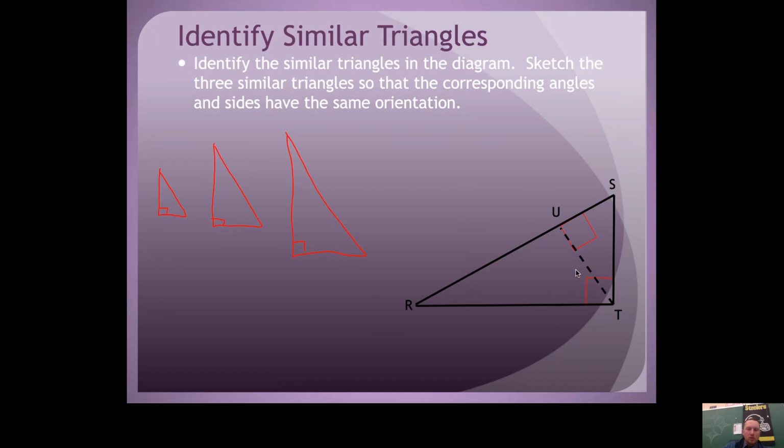Now I need to label these. So for example, in the big right triangle, the right angle is T, and the short leg is segment TS. So the long leg is segment TR. The medium right triangle, that's this guy right here. This is a right angle also. So the right angle is U. The short leg is actually the altitude to the hypotenuse on the medium-sized triangle. So this is segment T, or I'm sorry, point T. This is segment UT. Your long leg is segment UR.